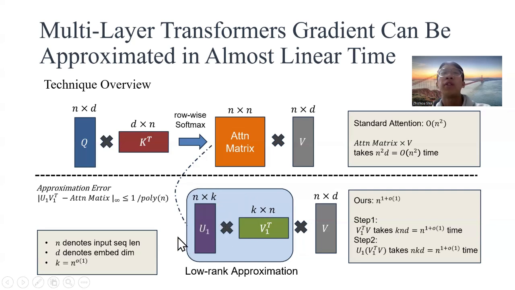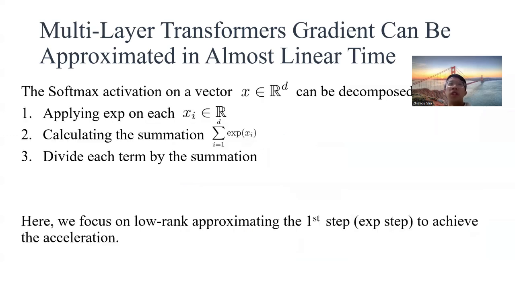Then we propose our method, which is displayed on the bottom row of this image. We use two low-rank matrices, U1 and V1, to approximate the orange attention matrix. We swap the multiplication sequence of the matrices. In the first step, we calculate V1 transpose V, which takes knd time. In the second step, we left-multiply the previous result by U1, which takes nkd time. Here k is a small number equal to n to the power of small o(1). This way, we can accelerate the attention computation from n squared time to n to the 1 plus o(1) time.